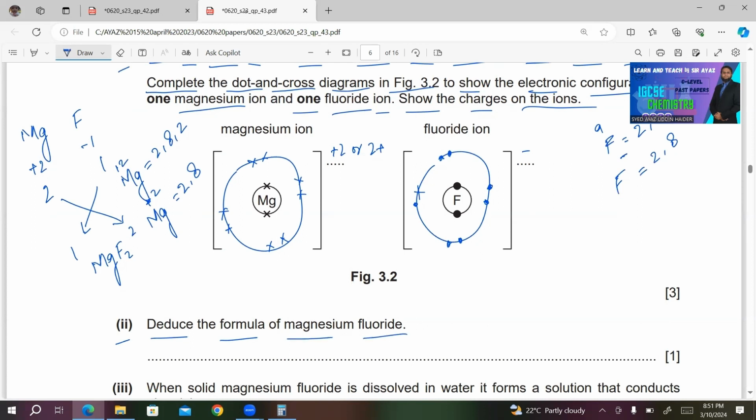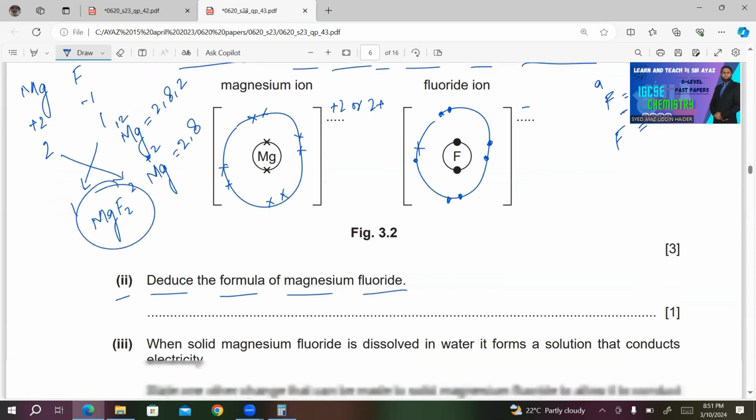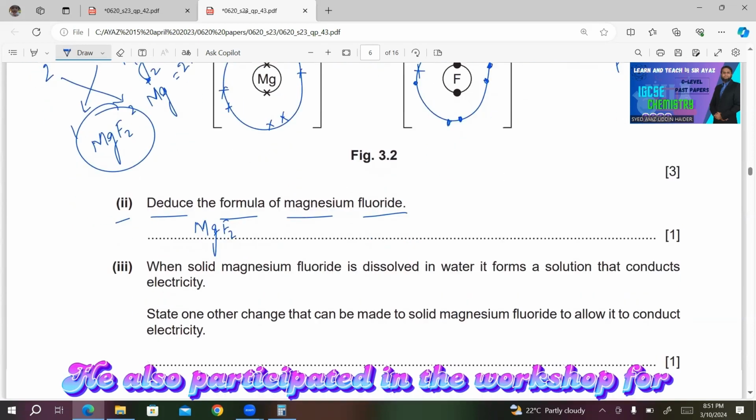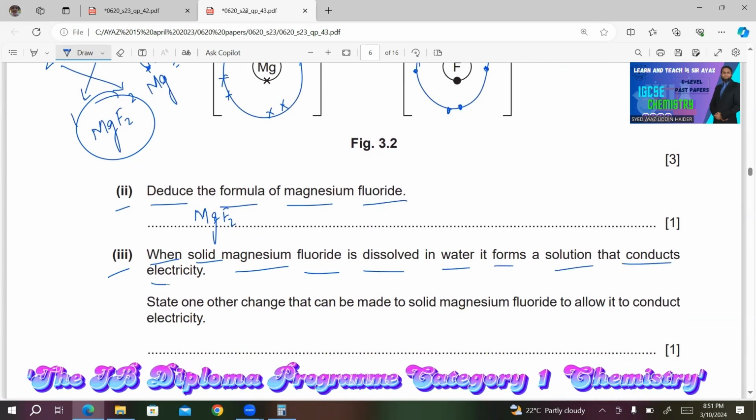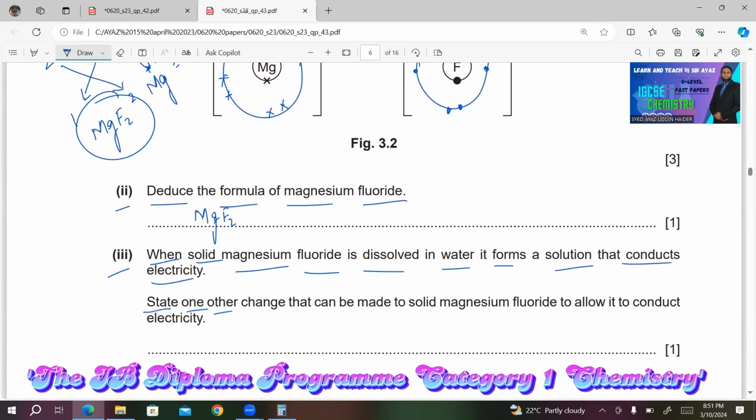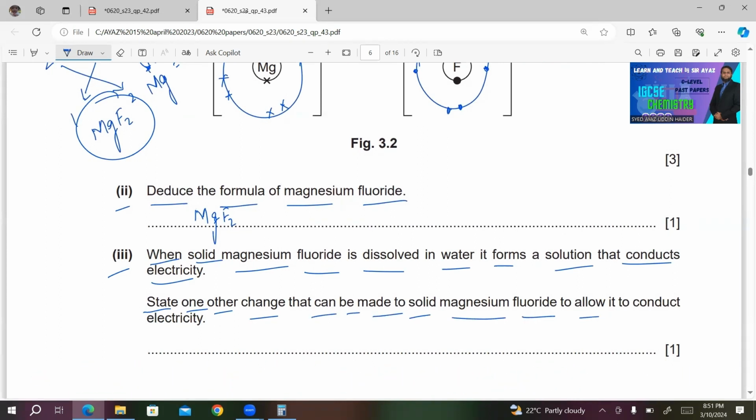I have already done this on the left hand side. So you'll write MgF2. This will be the formula for magnesium fluoride. Number 2, when solid magnesium fluoride is dissolved in water, it forms a solution that conducts electricity. State one other change that can be made to solid magnesium fluoride to allow it to conduct electricity.